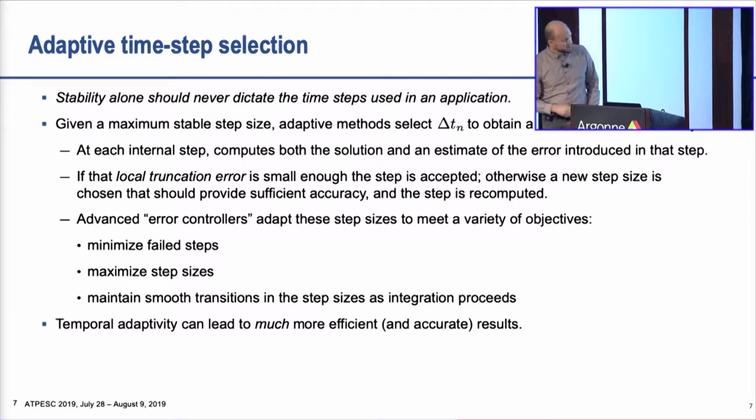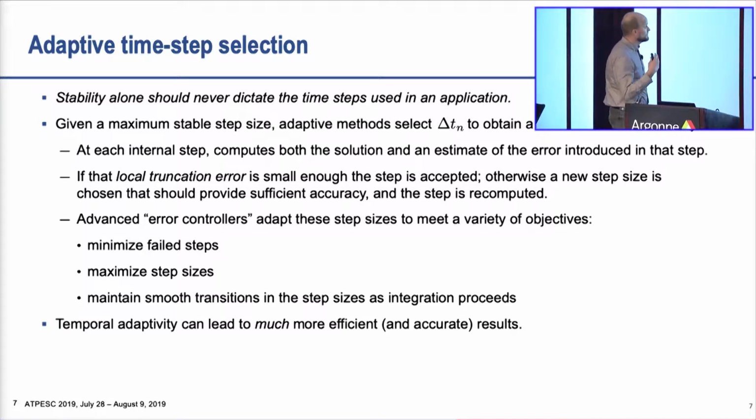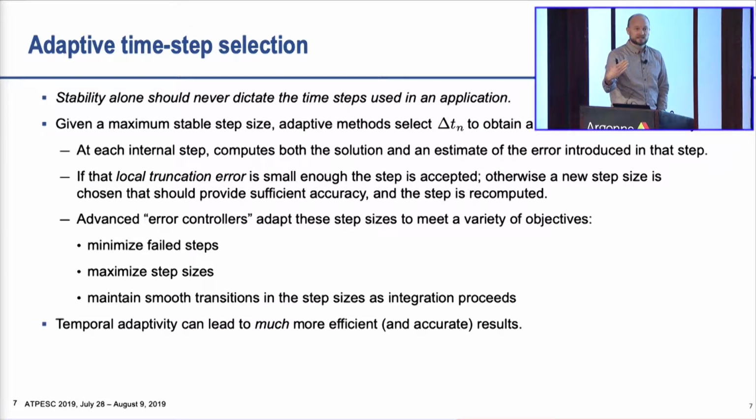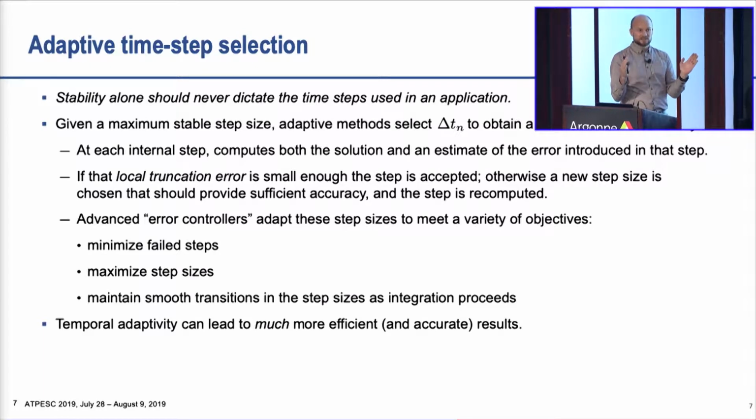Okay, so stability alone shouldn't dictate the time step size that you use in your application. So given a maximum stable step size, adaptive time stepping methods pick the delta Tn so that it gets the accuracy you want. So let's say you want 2 digits of accuracy in your solution. You don't tell us to take 700 time steps or tell us to take time step sizes of a fixed size. You just tell us how accurate you want those answers to be.